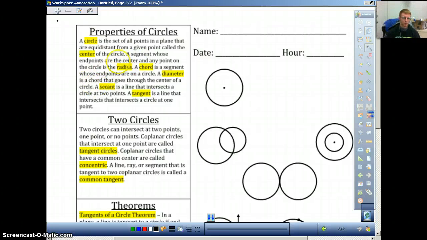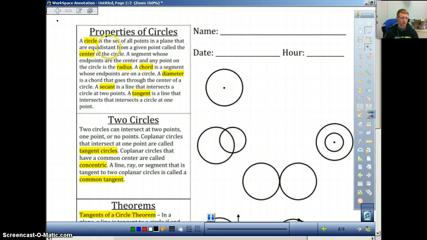Okay, so what we're doing is 10.1 and 10.2 for geometry. What we're going to talk about is the properties of circles. Basically everything in these two sections is introducing circles and the different properties and the different things that circles come with. So a lot of definitions, just follow along the best that you can, and then follow along when I draw some of this. This obviously is going to turn into a foldable.